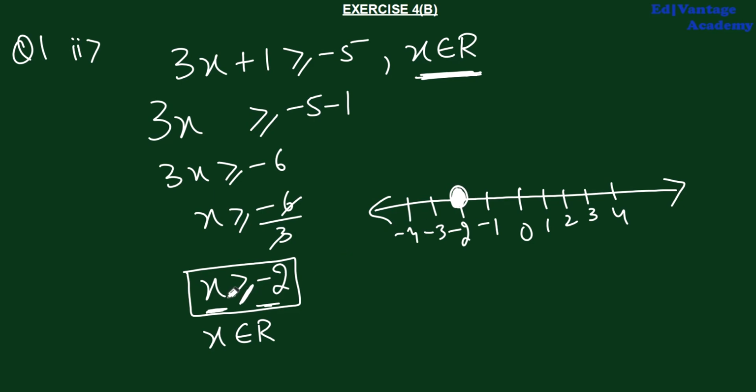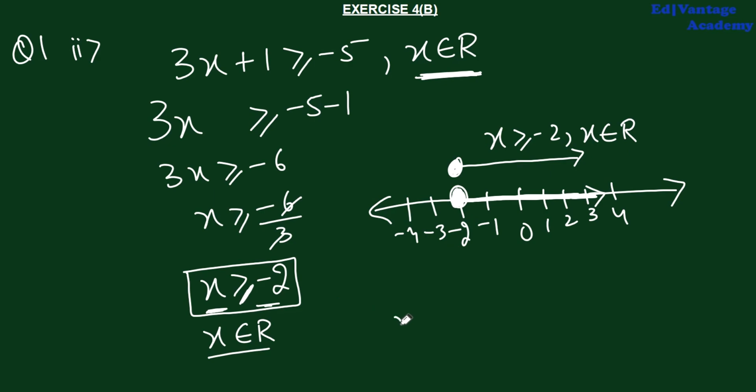And what is x? All the numbers greater than -2. That means greater numbers will always be on the right side, and it's a real number, so even those decimals are included. That's why we put a straight line from the starting point, and it goes on. I'll just show it with an arrow. I'll show it above so you can see it clearly. This is my answer for x is greater than or equal to -2 and x belongs to real numbers.